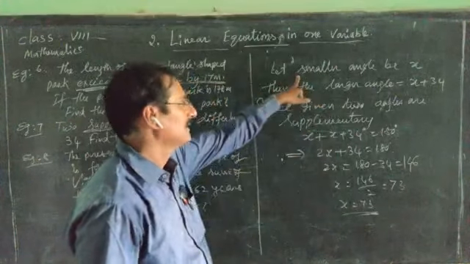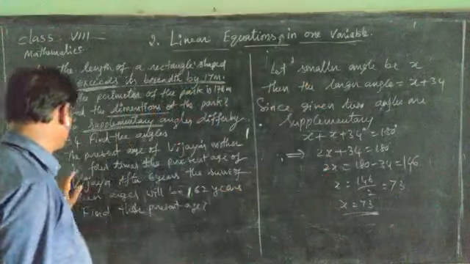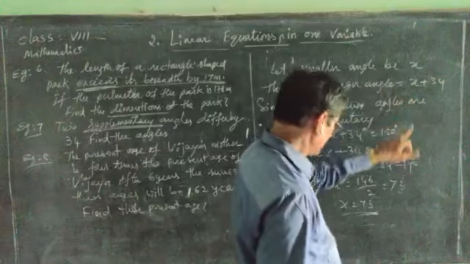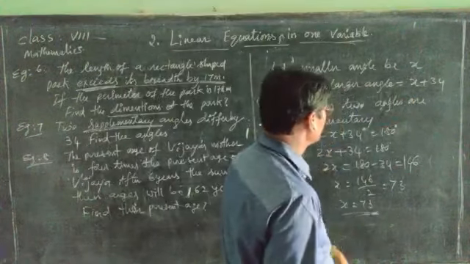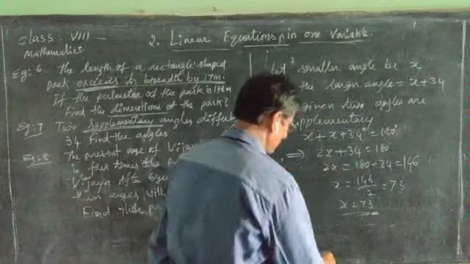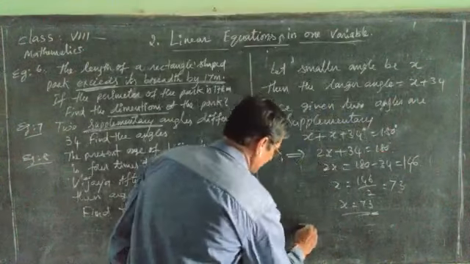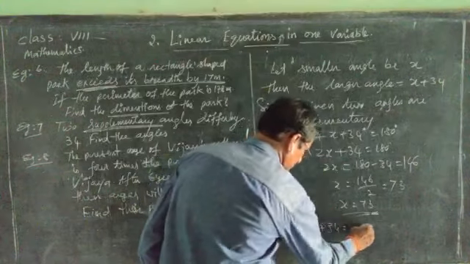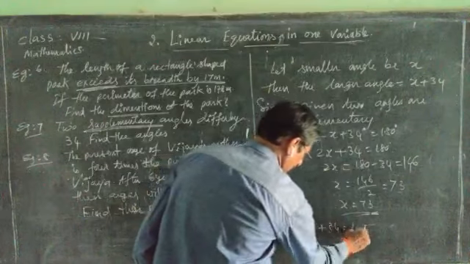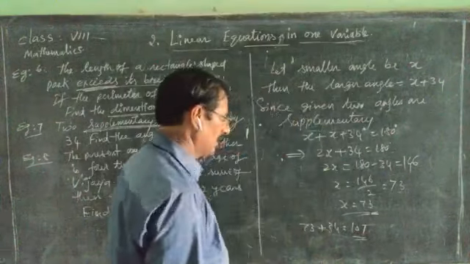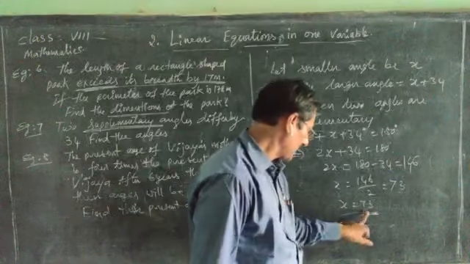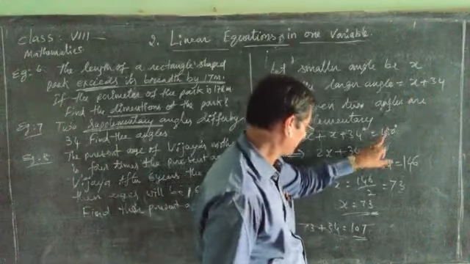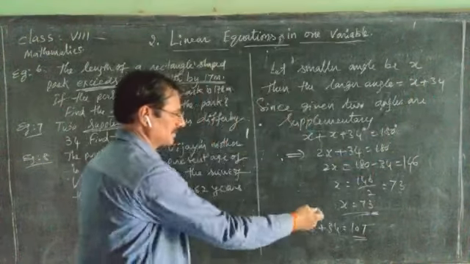What is x? x is the smaller angle. That value equals how much? 73. So the larger angle equals 73 plus 34. 7, 10, 107. One angle equals 73, another angle equals 107, and the sum of these two is 180. So these are the two angles.